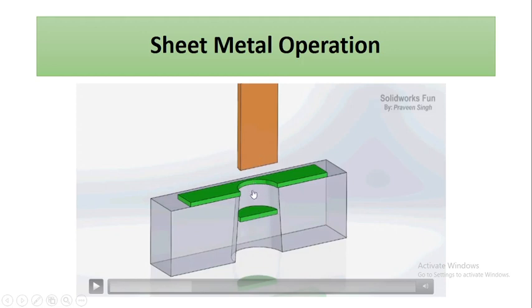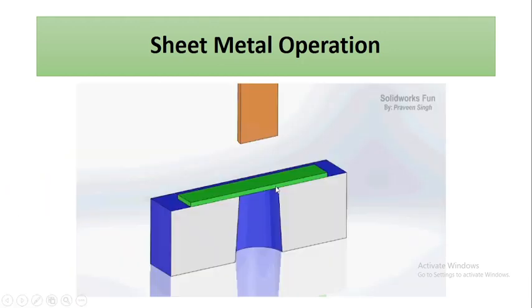After the sheet metal operation or after the shearing operation, if this one is our desired product or our final product, then we will call this process a punching operation. And if this disc or this blank is our final product or the desired product, then we will call this operation a blanking operation. So depending on the requirement of the product, we will call it a punching operation or a blanking operation.